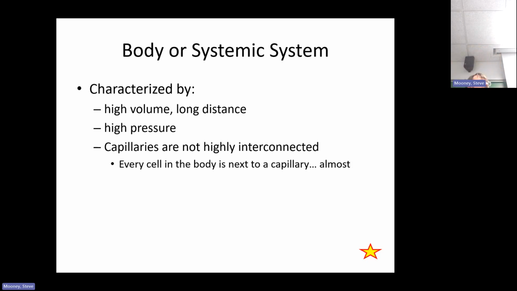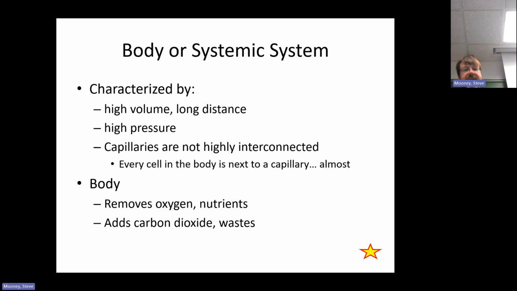The capillaries are not as highly interconnected. You don't have a mesh of capillaries as you get into the body. But as a general rule, every cell in the body should be near or close to a capillary. We saw in the bone that there's some distance between the two, between the osteocyte and the Haversian canal. And there are some spots there where maybe we're 2 or 3 cells away, but we need some capillary nearby to provide gas exchange, to provide nutrient exchange.